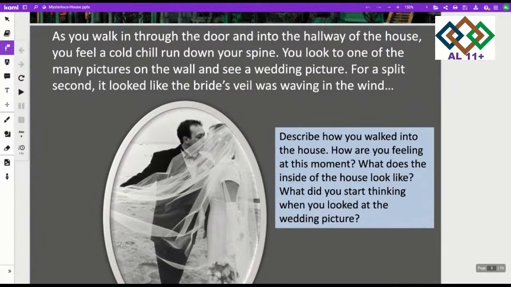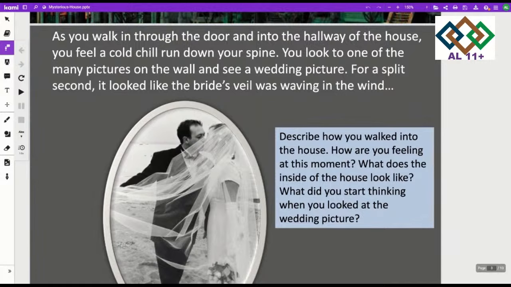So remember, when you're describing your feelings, don't use very commonly used words, like "I feel scared, I feel very scared looking at the picture." You have to think about other words than scared. So think about other words you could use when you're moving in the house. Look at this one: I feel a cold chill run down my spine. This is another way of saying that your hands were cold. You were basically very scared when you were walking inside the house.